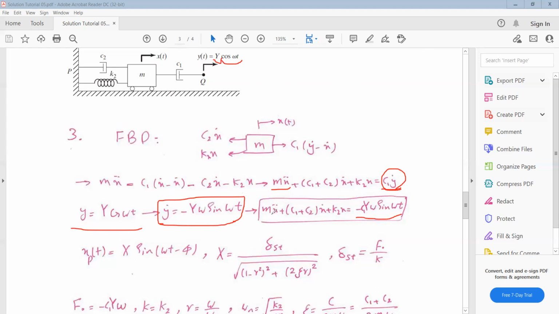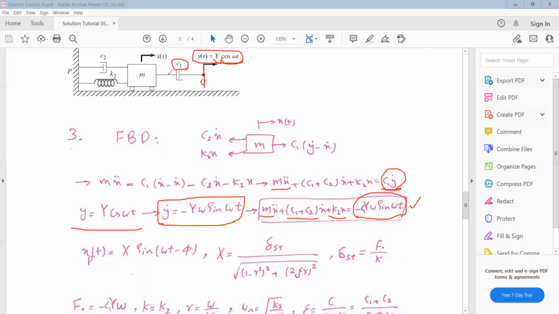Now we have an ODE where the coefficient of x double dot is m, the coefficient of x dot is c1 plus c2, and the coefficient of x is k2. Only we have one non-homogeneous term. If we assumed that this point Q was fixed, the equation of motion was exactly the same, but the non-homogeneous term was 0. But here, because this point Q is moving with this function y(t), we have one external force, which is a function of the velocity of this point, because here we have a damper.